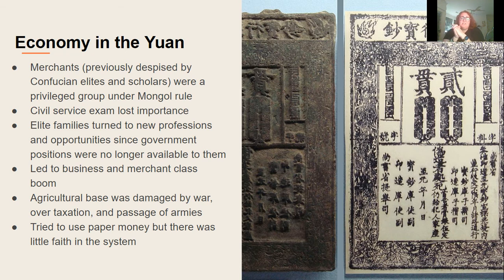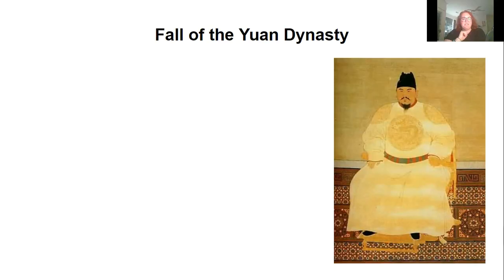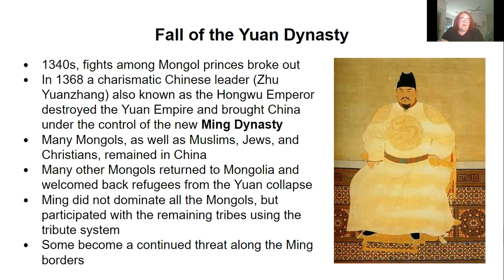The agricultural base was damaged by the war waged by the Mongols, and this tax farming system also put a damper on agriculture. And then you have the passage of armies. The Yuan dynasty actually tried to impose the use of paper money, but there was very little faith in the system, and people didn't quite understand paper money versus coin or traded goods.